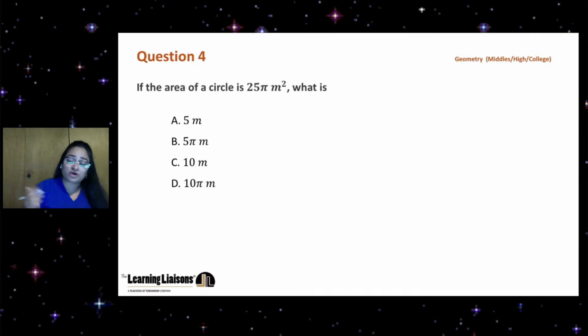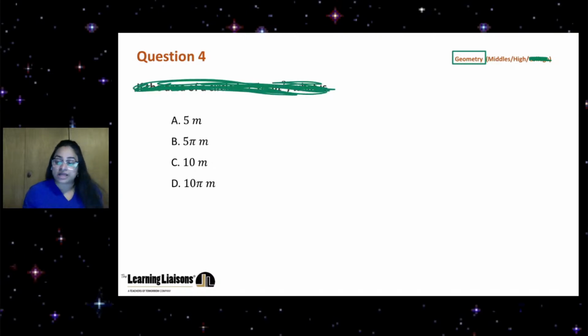So question number 4, another geometry problem. Geometry, middle, high school, not really college, but it's definitely middle or high school, right? And all they told us was this little line, and then they just gave us some answer choices. So before we read anything, what do the answer choices look like?